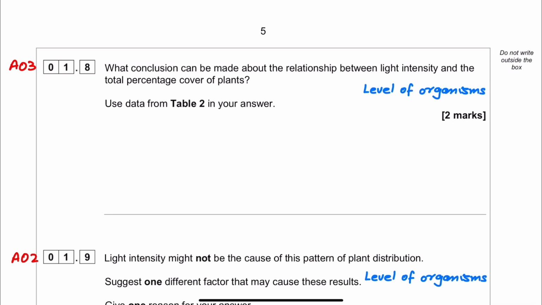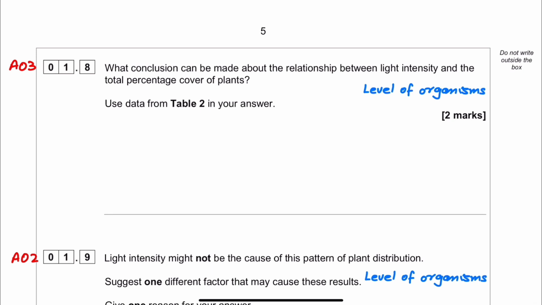1.8 is an AO3 question. What conclusion can be made about the relationship between the light intensity and the total percentage cover of the plant? Use data from table number 2 in your answer, and this question is from the level of organisms.